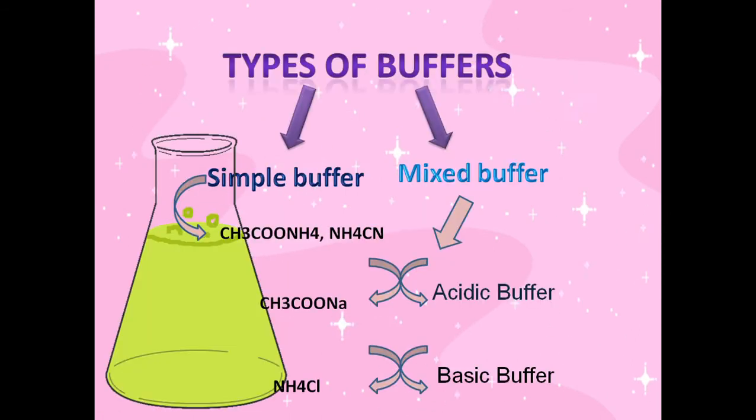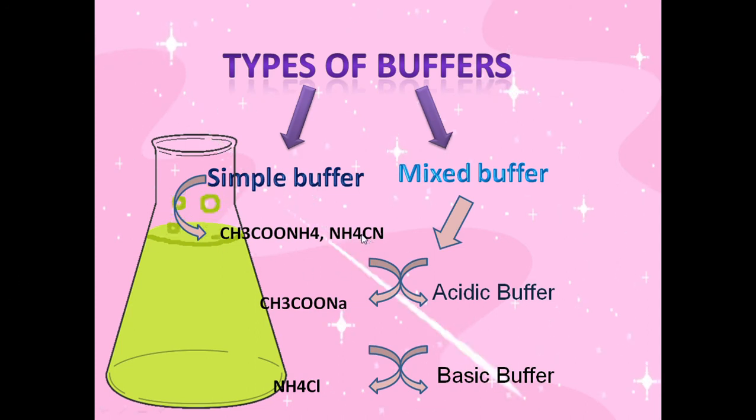Okay. So coming to the types of buffer, there are two kinds: a simple buffer and a mixed buffer. A simple buffer is made up of a weak acid and a weak base. If you see here, the first example is made up of acetic acid, which is a weak acid, and NH4OH, which is also a weak base, and similarly this one also.